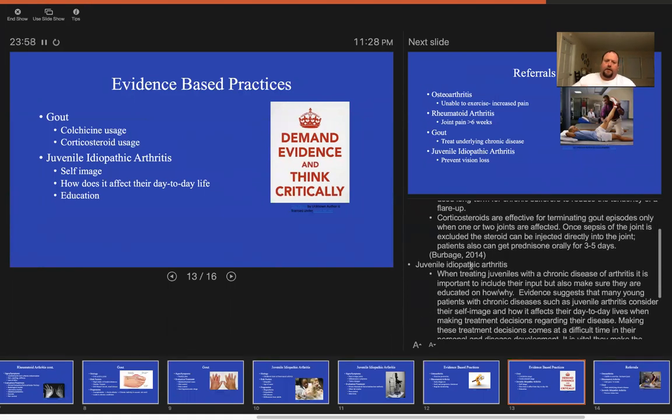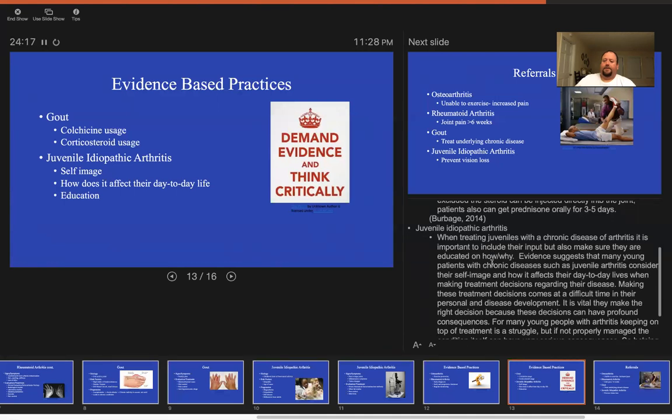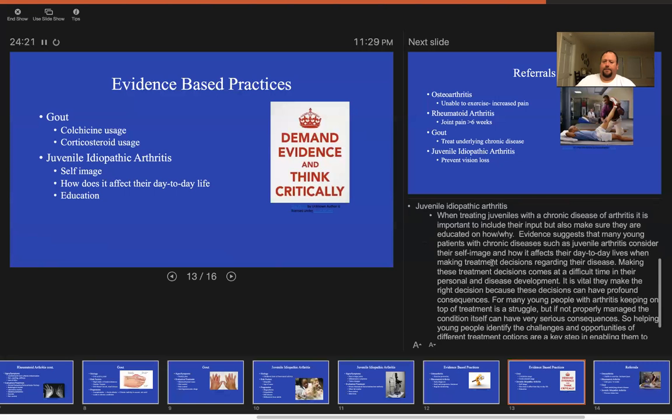Corticosteroids are effective for terminating gout episodes only when one or two joints are affected. Once sepsis of the joint is excluded, the steroid can be injected directly into the joint. Patients can also get prednisone orally for 3 to 5 days.